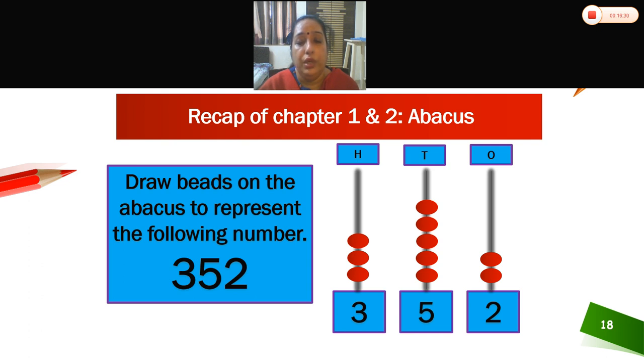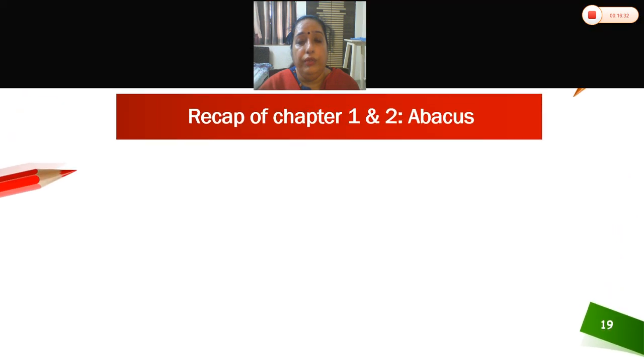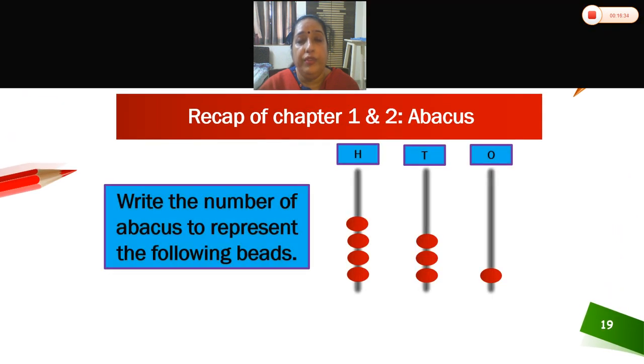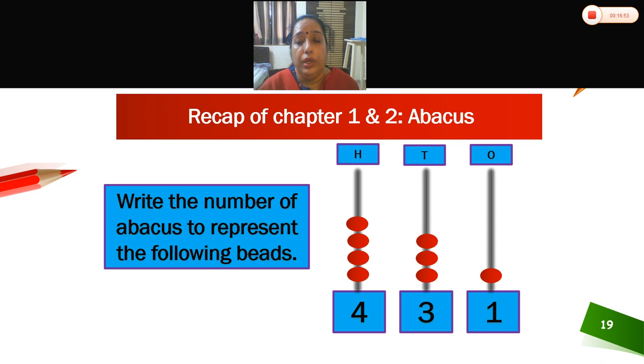Yes, very good. Now next one, we are going to do abacus, but we have to write the numbers. We have to count the beads on hundreds, tens, ones and show the number. You have to write the number on the abacus to represent the following beads. How many beads are there in hundreds? 4. Write 4. Tens 3 and ones 1. So what is the number? 431.